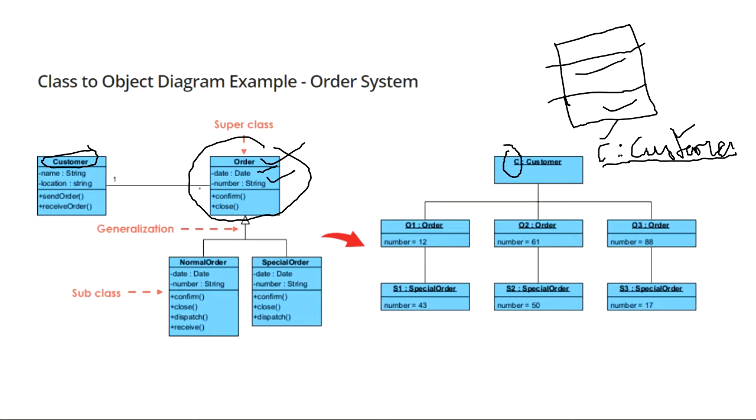Now if you are creating an object for this class order, you cannot simply write date and number as it is. Why? Why can you not write simply date and number? You have to give values also. What I mean is, you cannot simply write number here and leave it. You have to give the value for number. If I am writing date inside the order, I have to give it some value.